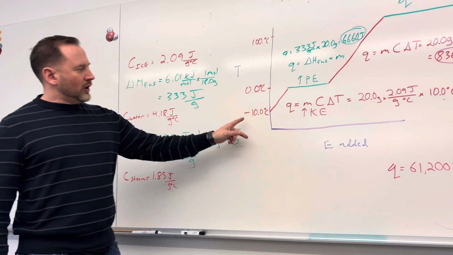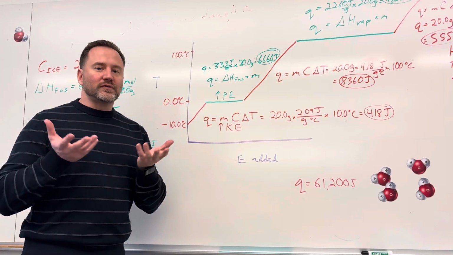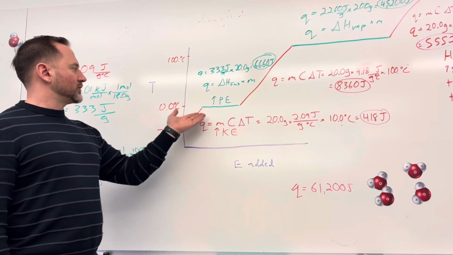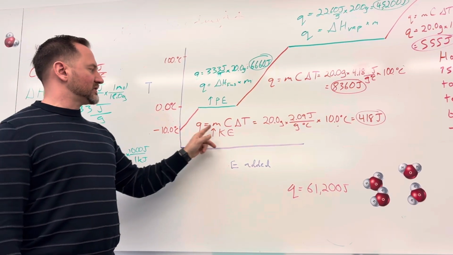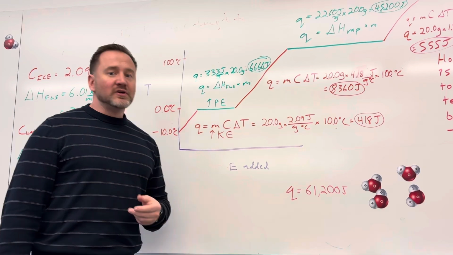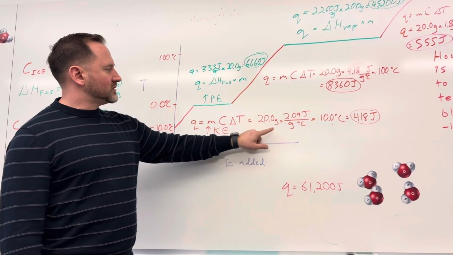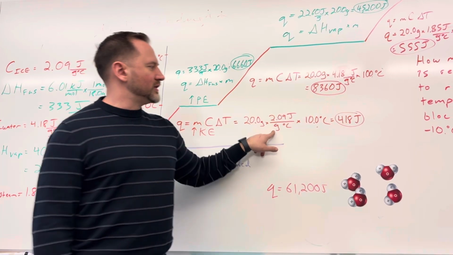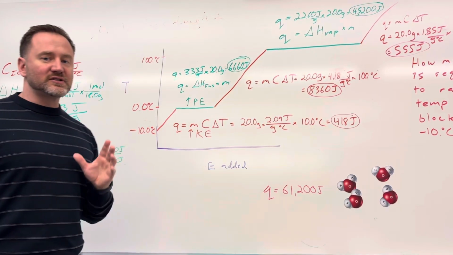So in going from negative 10 degrees Celsius and raising the temperature of that block of ice to the point where it's going to melt, we're going to use our equation Q equals mc delta T to figure out the energy change associated with that. Since we have a 20-gram block of ice, we're going to use that as the mass. The specific heat of ice is 2.09 joules per gram degree Celsius. And then we're only going up 10 degrees as a solid.